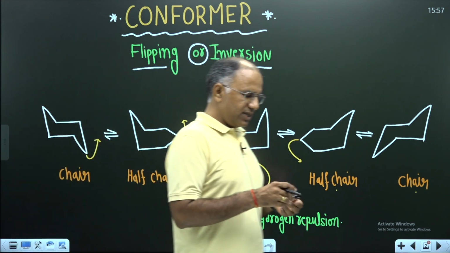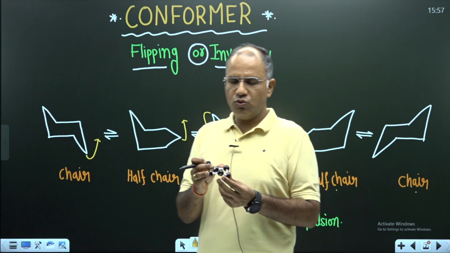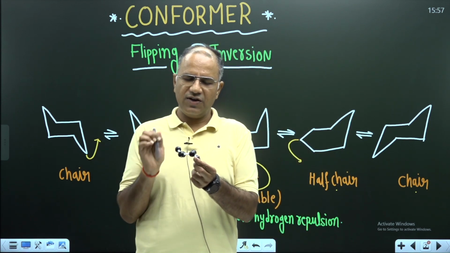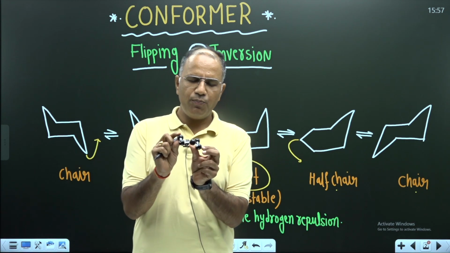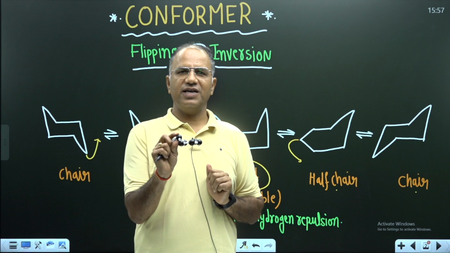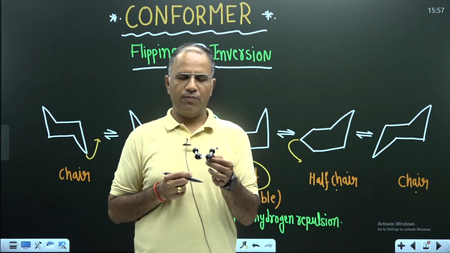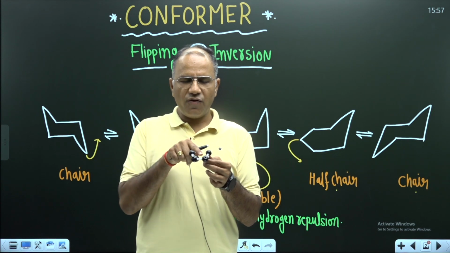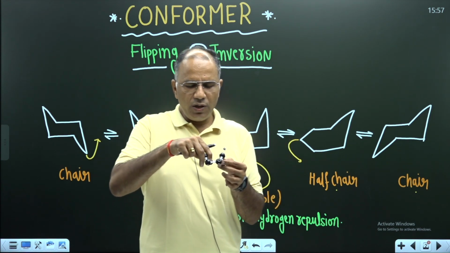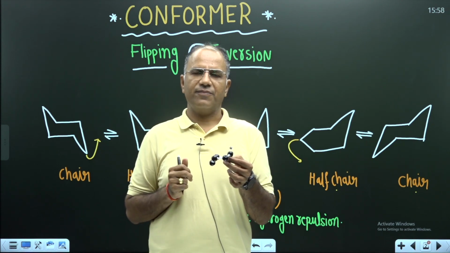Now let me explain the same concept using this model. You can zoom the video. This is our chair form. Now what I am doing, I am pulling this carbon slightly up. This is half chair. Again up. This is our boat form, boat. Now after forming boat, we have two options to form a different chair form. If I pull this carbon down, it is half chair. Again down, it is another chair.